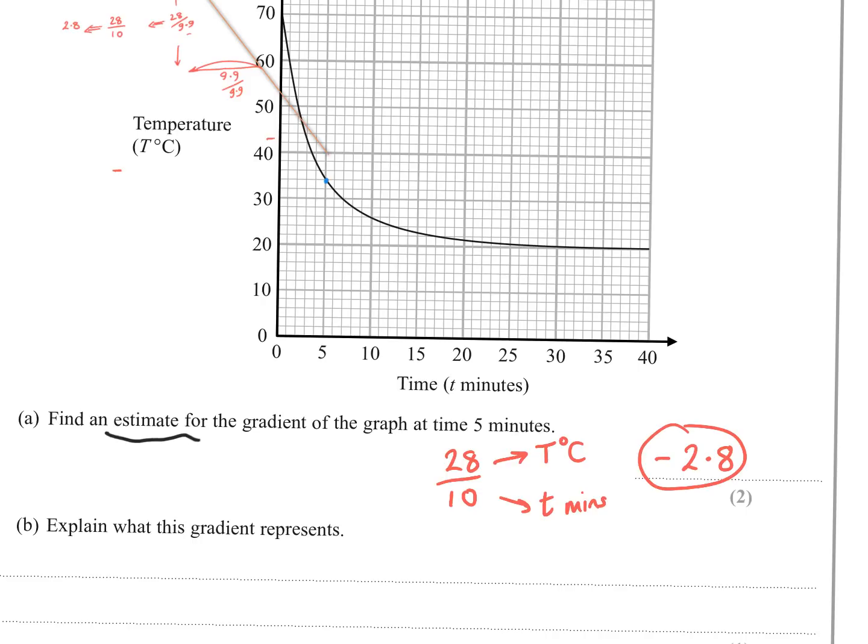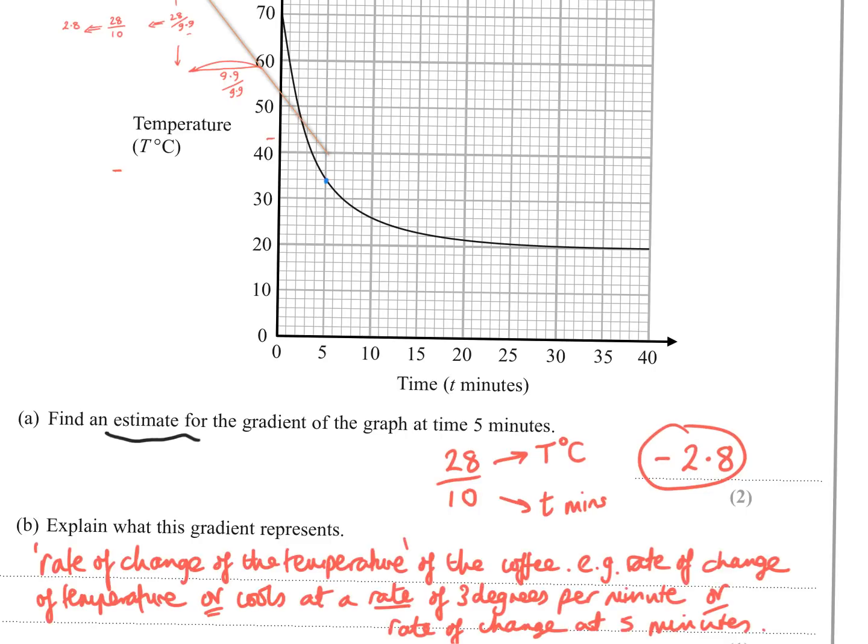So it was the rate of change of temperature per time. So that's the first thing that you can say. So you can say it's relating to the rate of change of temperature of the coffee, e.g. the rate of change of temperature, or that it cools at a rate of 3 degrees per minute, or you can say a rate of change at 5 minutes. So either of those things will be okay, and I'll just write those explanations underneath for you.